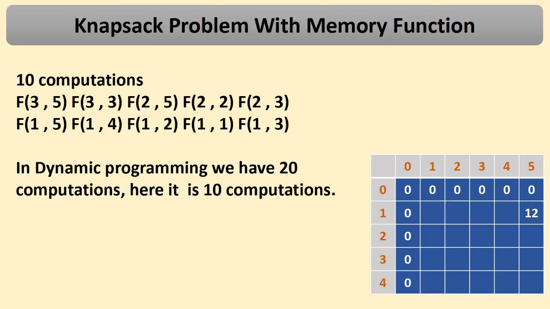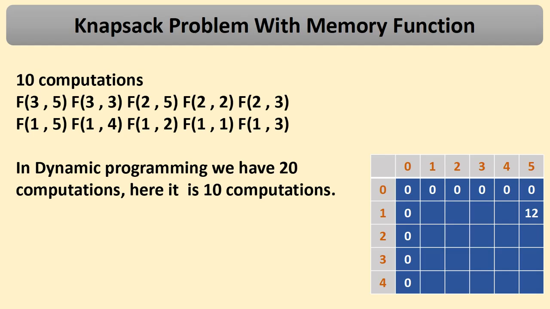Now in dynamic programming we had 20 computations, right? But here we have to find only 10 computations. That is, for 10 cells we have to find the value. So starting from f of 4 comma 5, when we started deriving, we have noted certain cells. They are f of 3 comma 5, 3 comma 3, 2 comma 5, 2 comma 2, 2 comma 3, and the entire first row, f of 1 comma 1, 1 comma 2, 1 comma 3, 1 comma 4 and 1 comma 5. So now we have to start filling it.